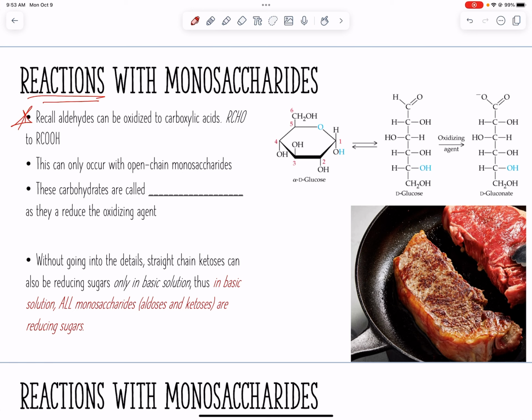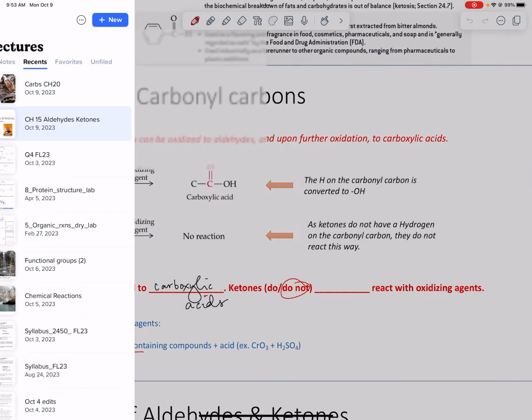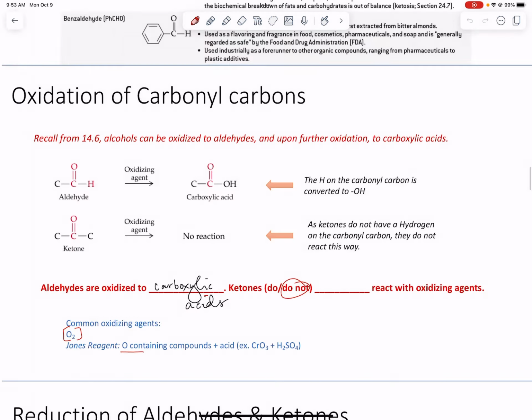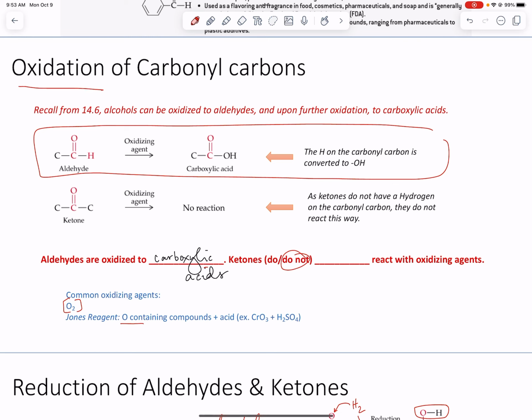So this is a little bit of a review here. It says, recall, aldehydes can be oxidized into carboxylic acids. This is the abbreviation for an aldehyde. This is the abbreviation for a carboxylic acid. And I want to remind you where we saw that. We saw it in our chapter on aldehydes, which was chapter 15, right here. This right here is what we're talking about. We looked at this exact reaction. We talked about the oxidation of carbonyl carbons.